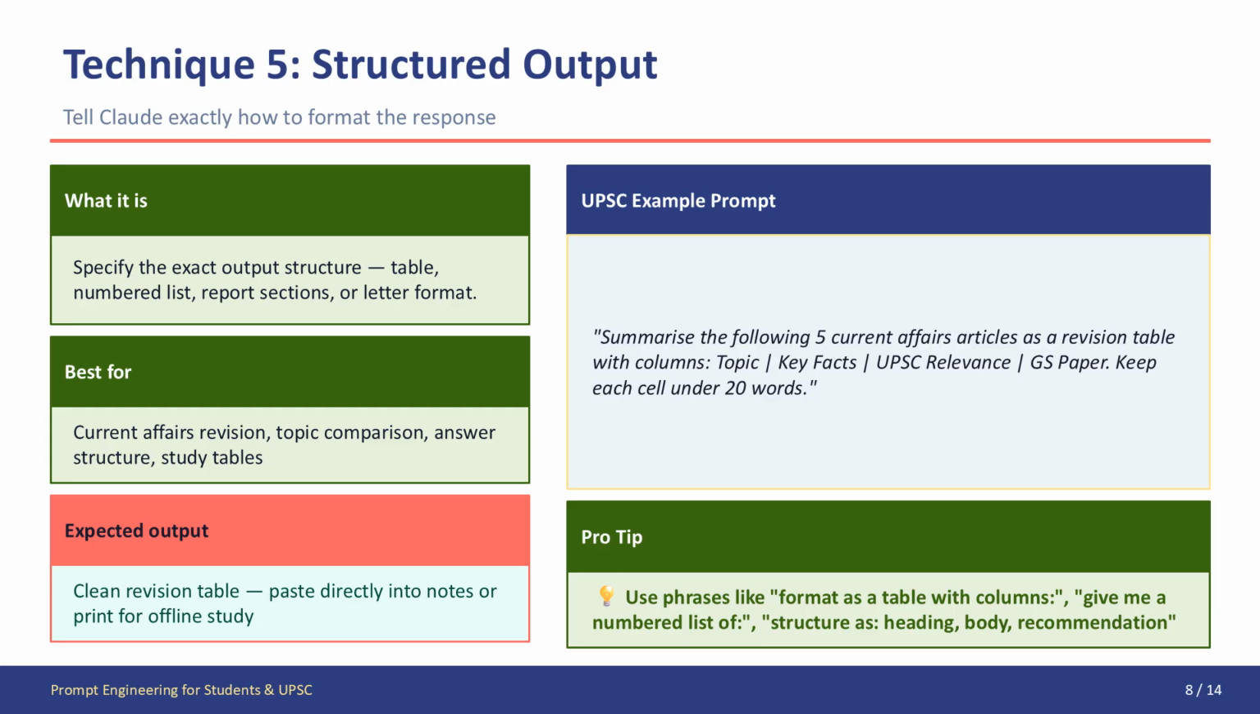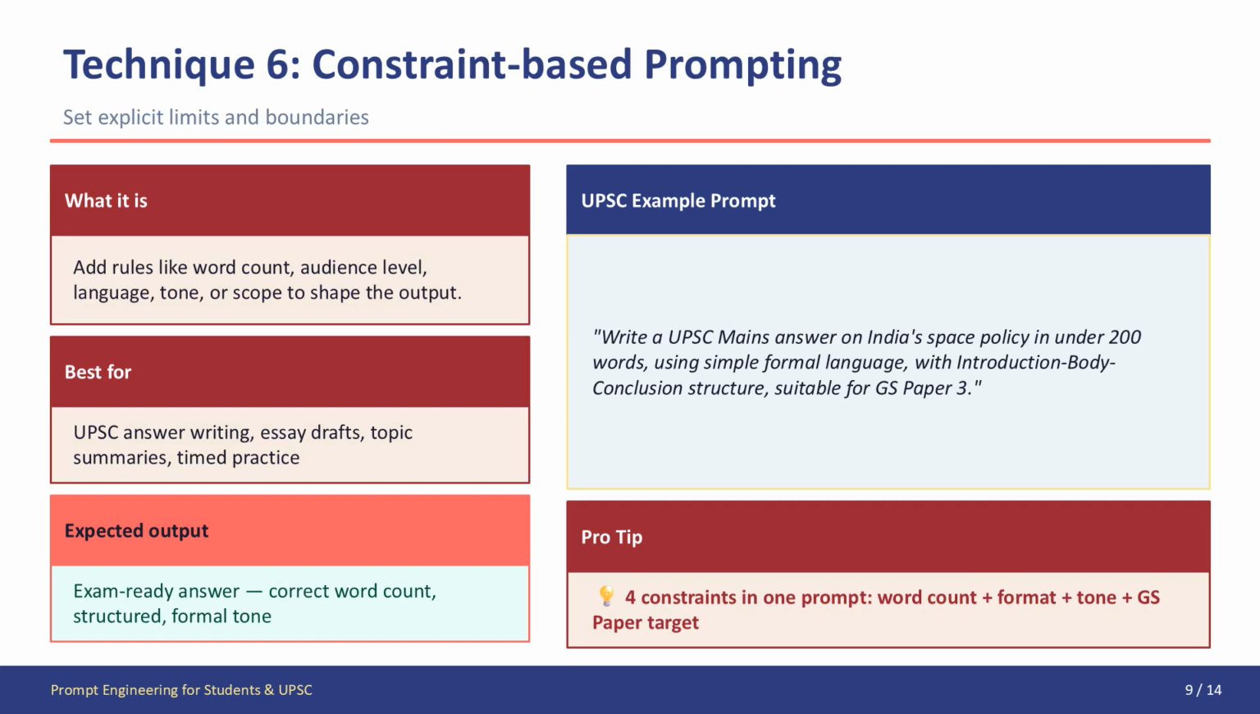Every cell under 20 words. Every topic tagged to its correct GS paper. This technique is especially powerful in the last 30 days before mains when you need to revise fast and retain more. Technique 6. Constraint-based prompting.